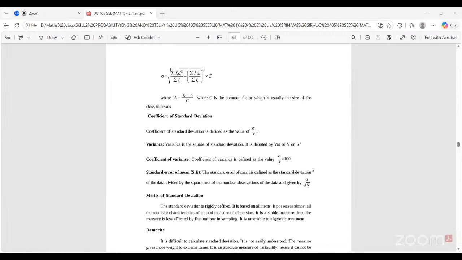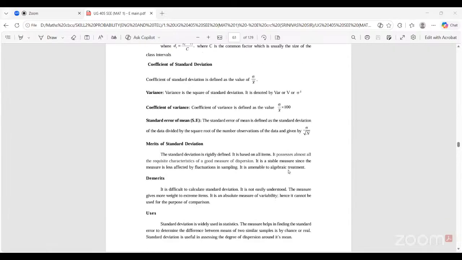Variance. The coefficient of standard deviation is given by sigma by x bar. Variance is the square of the standard deviation, that is sigma square. The coefficient of variation is defined by sigma by x bar into 100. Next, the standard error of the mean: the standard error of the mean is the standard deviation divided by root n, that is sigma by root n, we will take here.